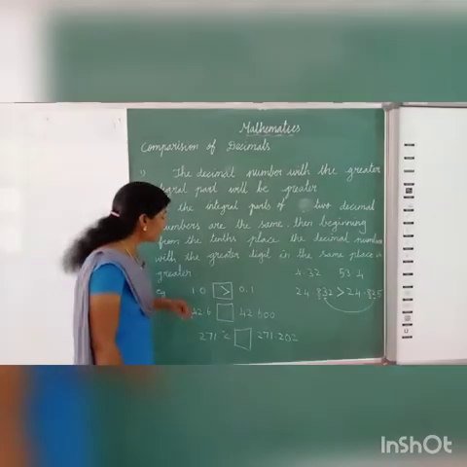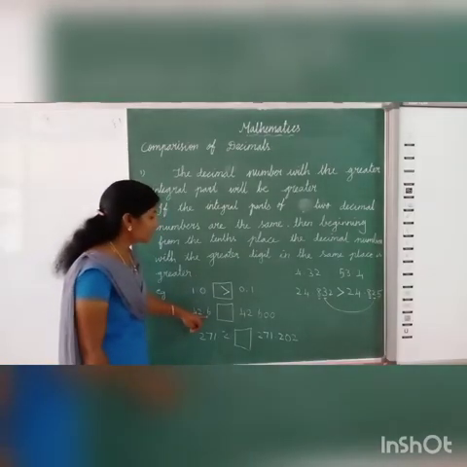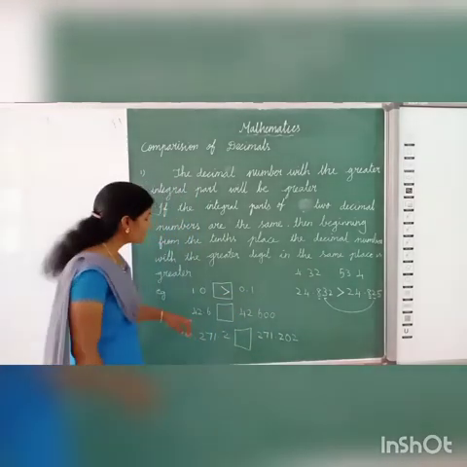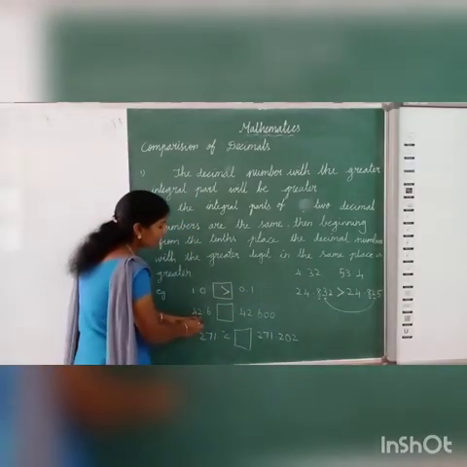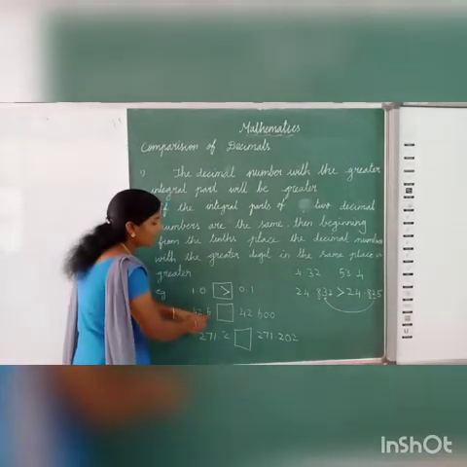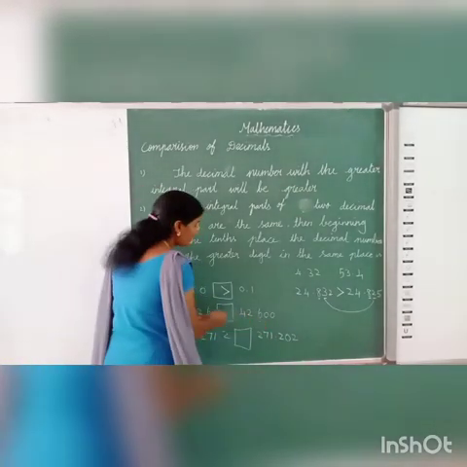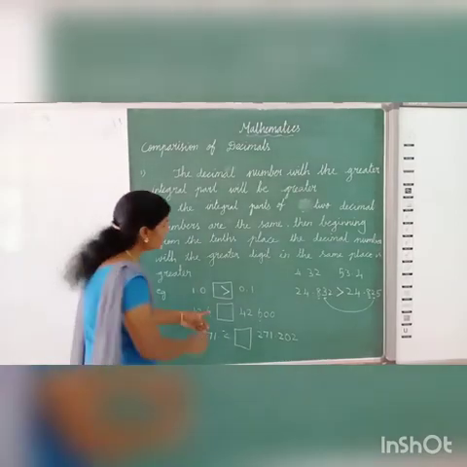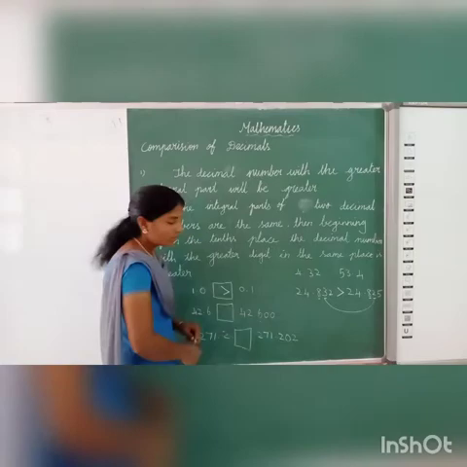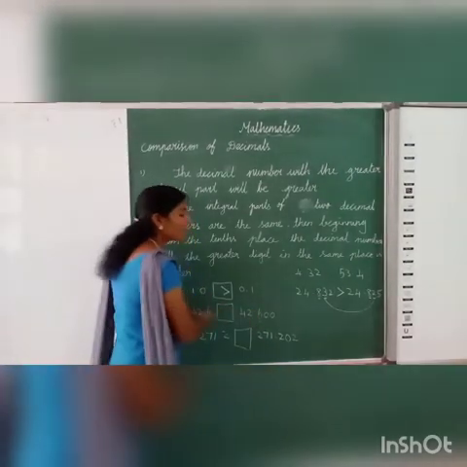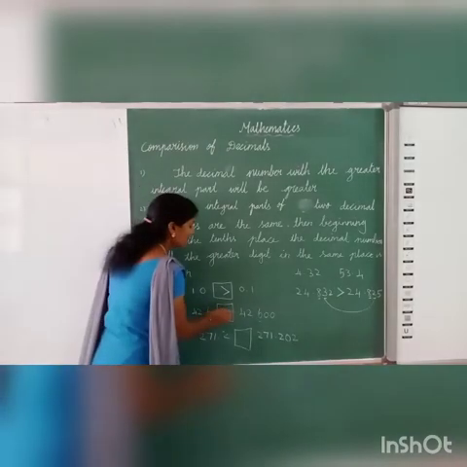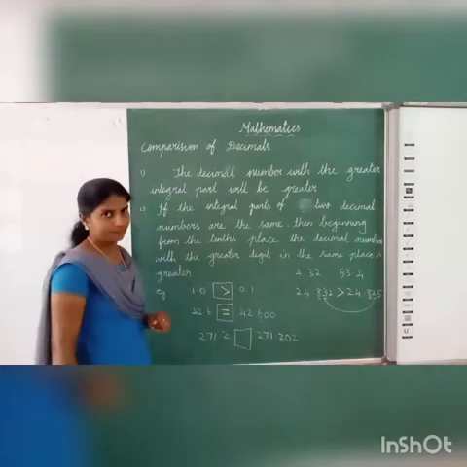Okay. Now the second one, 42.6 and 42.600. Now listen. The integral parts are the same. Now listen, here the tenths place is 6. Here also 6. Then here no number means that is 0, isn't it? Here also no value. So we can say these two numbers are the same value, isn't it? So we can say this is equal.